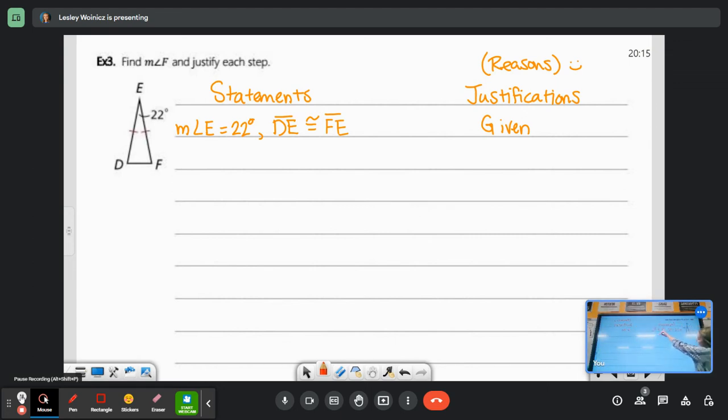Because segment DE is congruent to segment FE, we know that this triangle is an isosceles. So we're going to say triangle DEF is isosceles. We know that because of the definition of isosceles that we just talked about a couple of times. So, definition of isosceles.